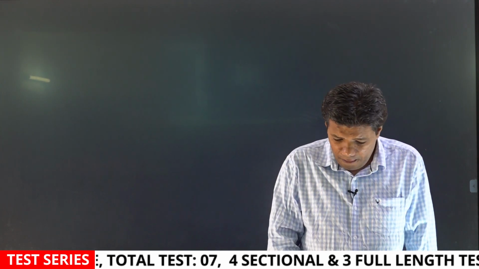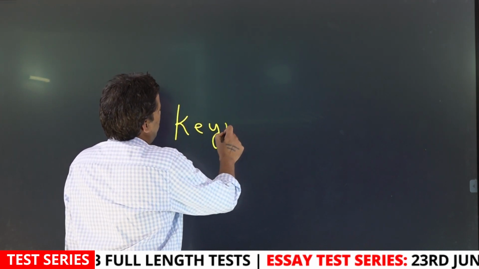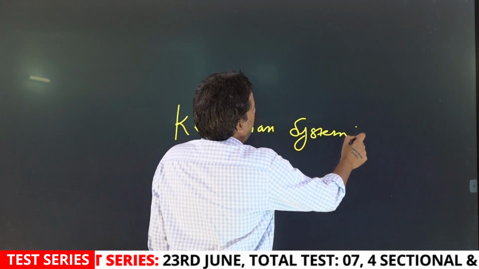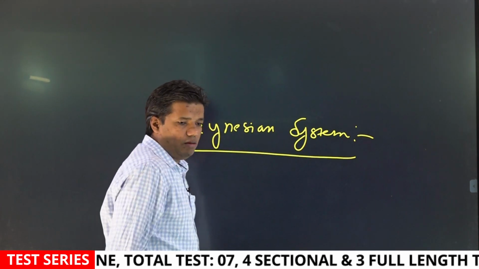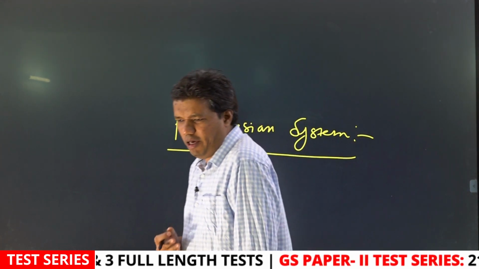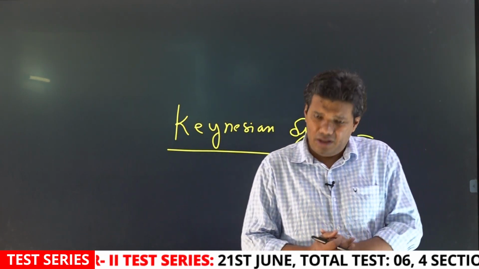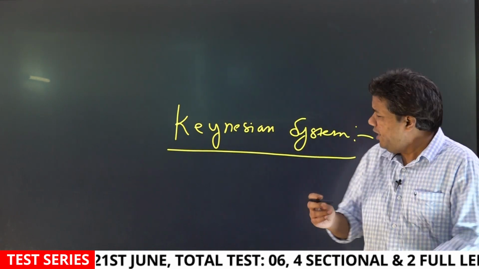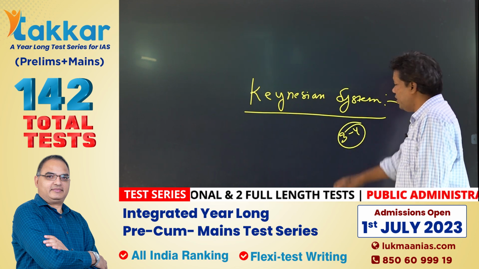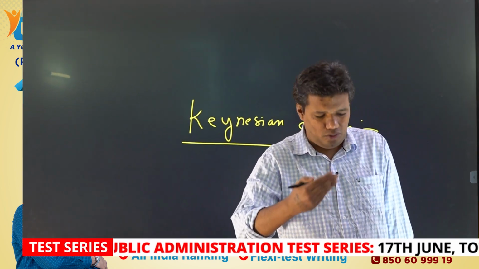Before we start Keynes, please write a few lines: Keynesian system. Please write it down. See what Keynes was doing. As we just mentioned, he was building his theory against the classical school. So let me read 3-4 lines by Professor Alfred Marshall, what he has to say about the employment thing. Professor Alfred Marshall was from the classical school.